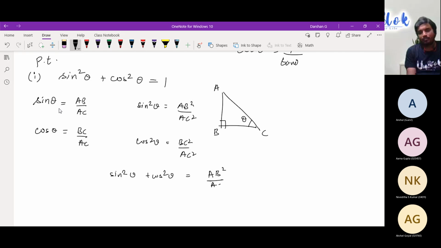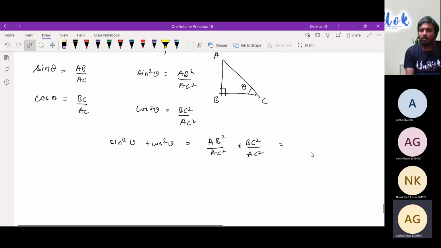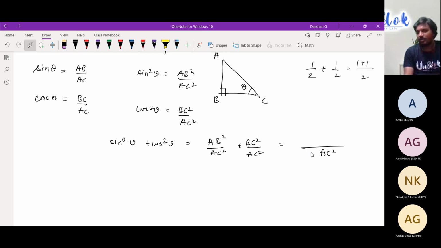What do we get, Nivedita, when we add both? The denominators are the same, AC square. So when the denominators are the same, what do we do? What is 1 by 2 plus 1 by 2, Nivedita? The denominator is the same, so I can simply add the numerators. Half plus half is 1. Similarly here 1 plus 1 is 2, and 2 by 2 is 1 again, right?